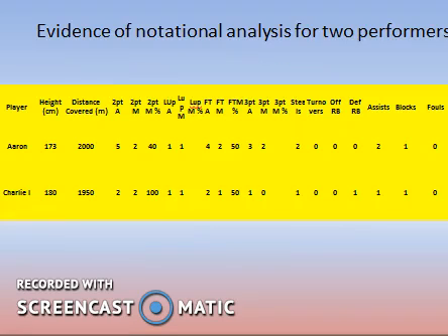So this is the evidence of a notational analysis for our two performers. We've got analysis for Aaron and Charlie, and we can compare both their height, their attempted and their made shots, their turnovers, offensive and defensive rebounds, and we can see who would be better in consideration for the power forward position.